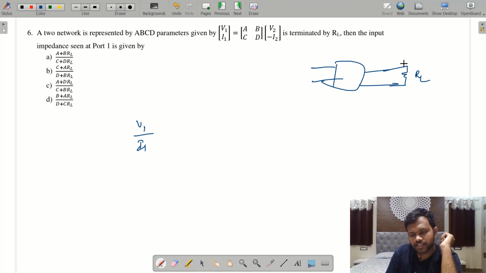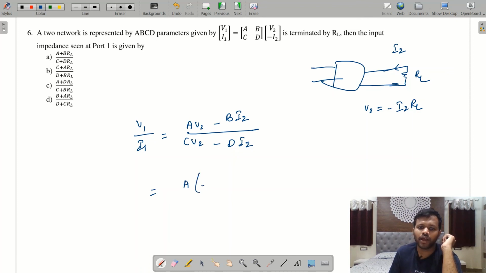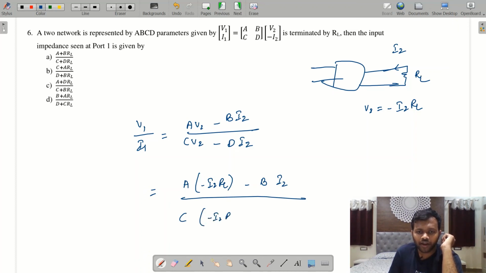Now see, what is the current flowing through here? I2, and what will be the voltage? V2 voltage, you can write it as minus I2 into RL. Now what is V1? From this matrix, what can you write? V1 as A V2 minus B I2, divided by C V2 minus D I2. Now in place of V2, I will write minus I2 into RL.